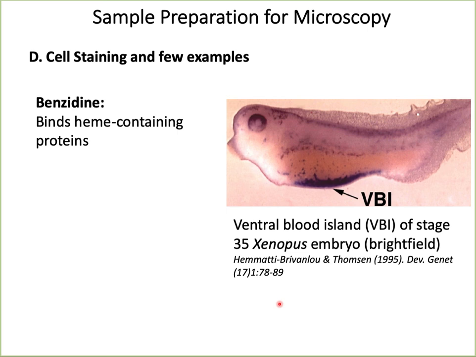The next one, another commonly used, is benzidine, which is a stain that binds to heme-containing proteins. So you know that hemoglobin is a heme-containing protein, so the blood cells contain heme. This slide is a stage 35 Xenopus embryo stained with benzidine. And you can see that this is the ventral blood island, stained very, very well with the stain right here. So all these blood cells are right here, and it's a classic heme-containing stain.